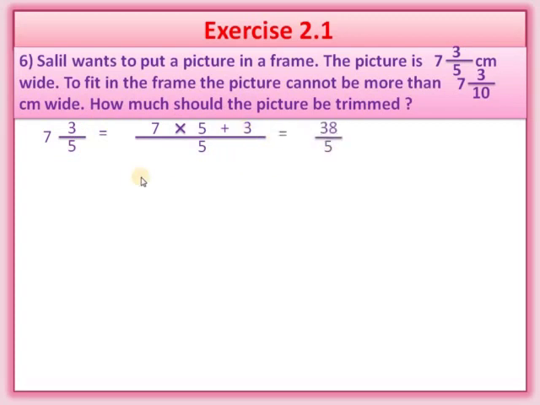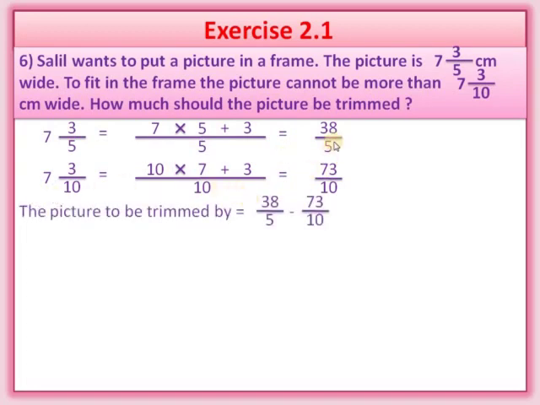Now you got the answer. In the same way, what we have to do, we will multiply. 7 tens are 70 plus 3, so 73/10. Okay, so 73/10. Now we will subtract 38/5 minus 73/10.